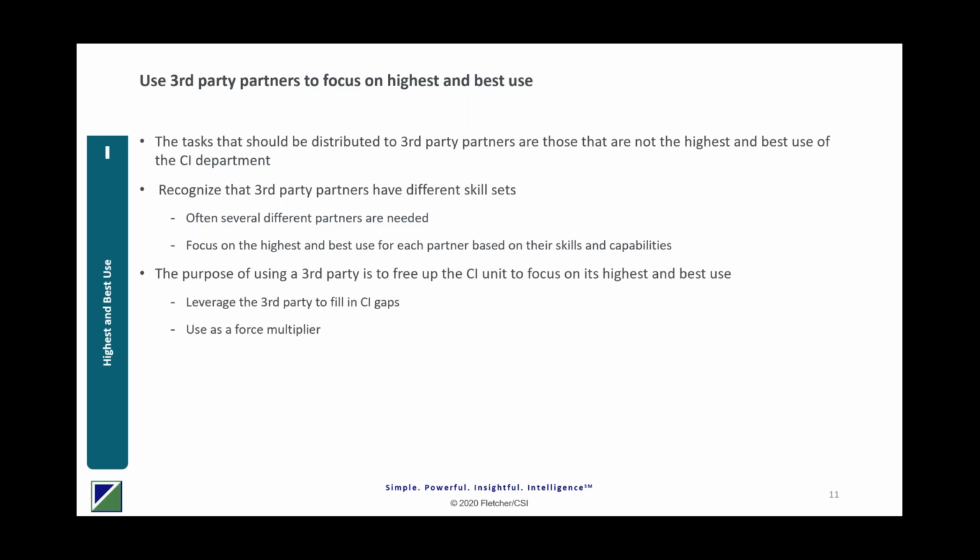But for each partner, understand what their unique skill set is and how you can use them in the highest and best use application. An example is if you have a company that is extremely good at doing, say, trade show data collection, but they're really not very good at secondary. They may be okay. Focus on what their strength is and play to that strength. Bring them in for that function and find another partner for other functions.